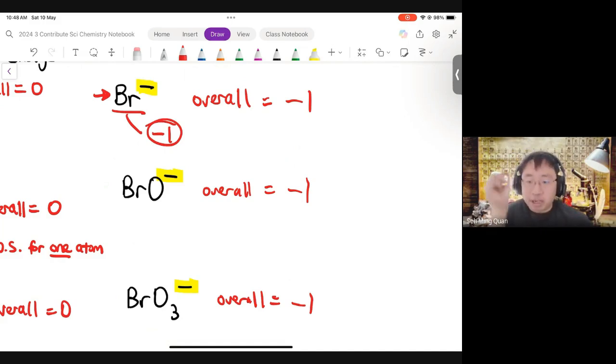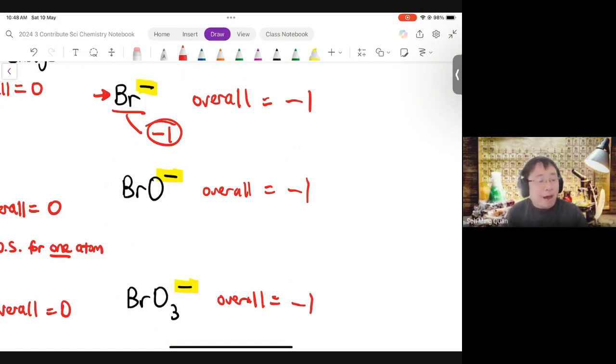Okay, so what you need to take away is, so long as you see a charge, right, it cannot be an element. It cannot be. It must be part of some ionic compound. All right. Now, so Br minus is straightforward because it's just -1. The charge is -1, and there's only Br, so it's -1.